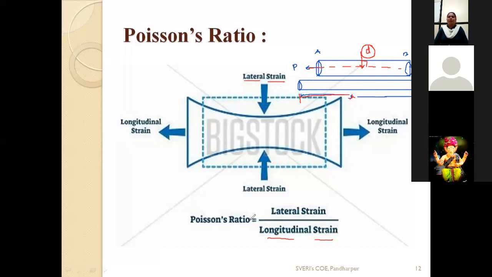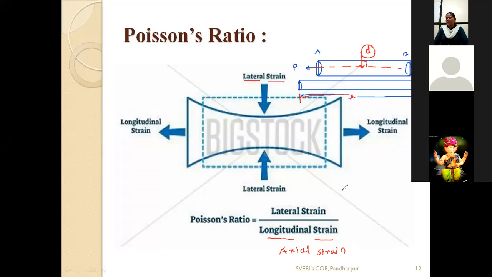So Poisson's ratio, write down the definition. Poisson's ratio is the ratio of lateral strain to the longitudinal strain or axial strain. This is called axial strain. Lateral strain to the axial strain.